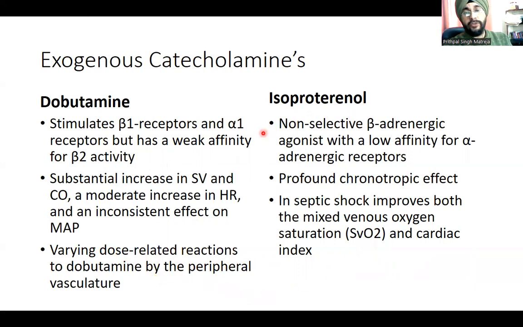Whereas when we talk about isoproterenol, which is a non-selective beta adrenergic agonist which has low affinity for alpha adrenergic receptors, it has a profound chronotropic effect. And when given in septic shock, it tends to improve both the mixed venous oxygen saturation and cardiac index.